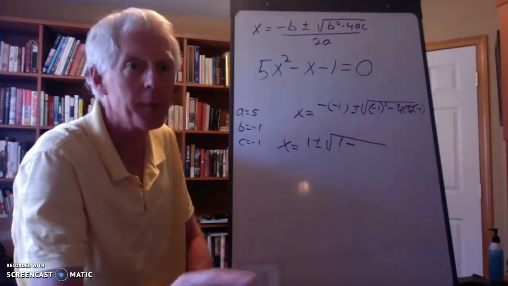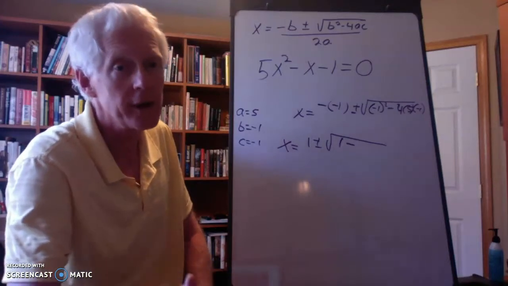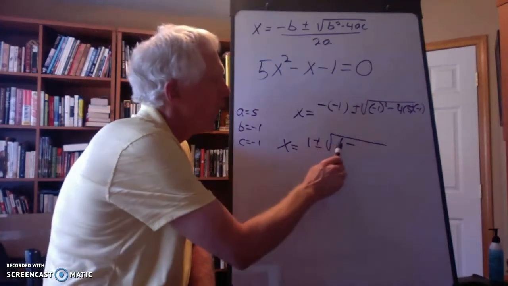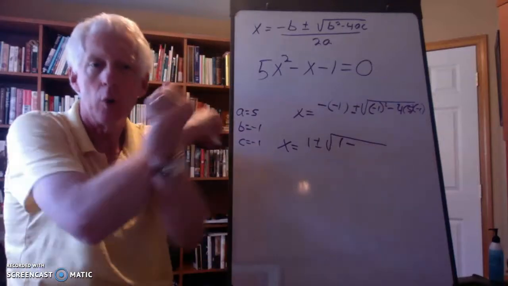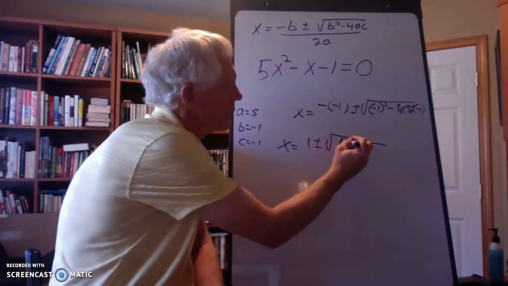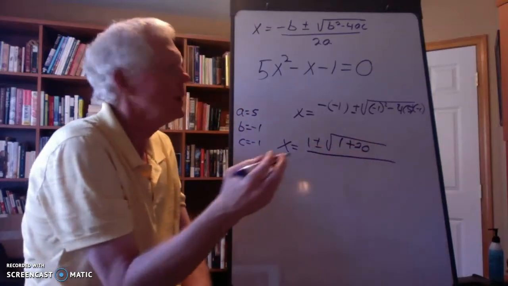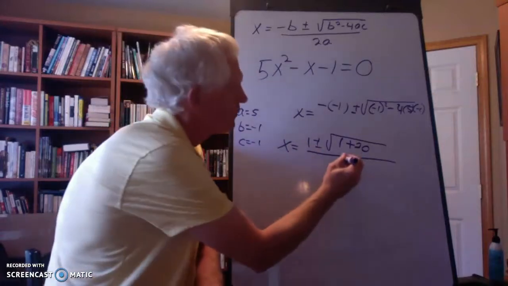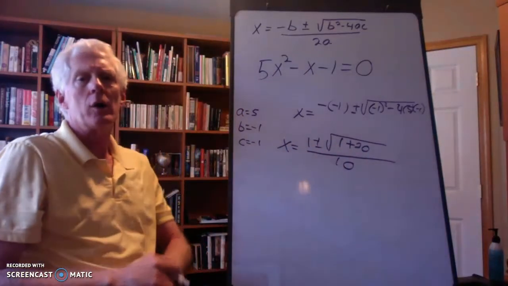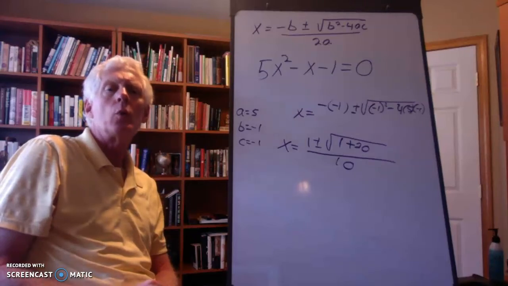Let's go back, Mr. Taylor. 4 times 5 is 20 times negative 1 is negative 20. So I have 1 minus negative 20. Minus negative, you know what that means. It's plus 20. All over 2a, which is going to be 2 times 5, which is 10. So there I go, I have almost done now. 1 plus or minus root 1 plus 20 over 10.